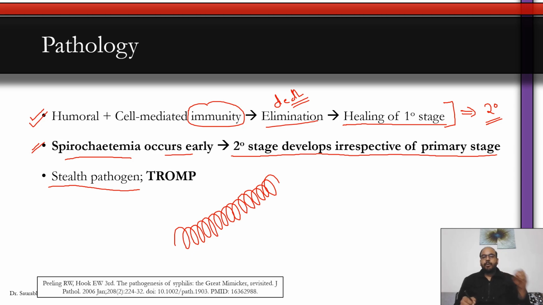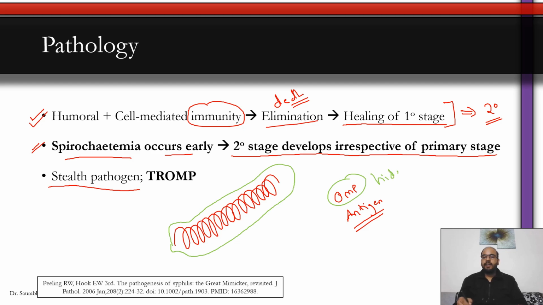there are some outer membrane proteins which are very antigenic and are responsible for the development of antibodies. And this interaction of antigens and antibodies is responsible for killing the treponemes. Okay. But what happens is Treponema pallidum has a coating on it. Okay. It has a coating around it that kind of hides these outer membrane protein antigens.